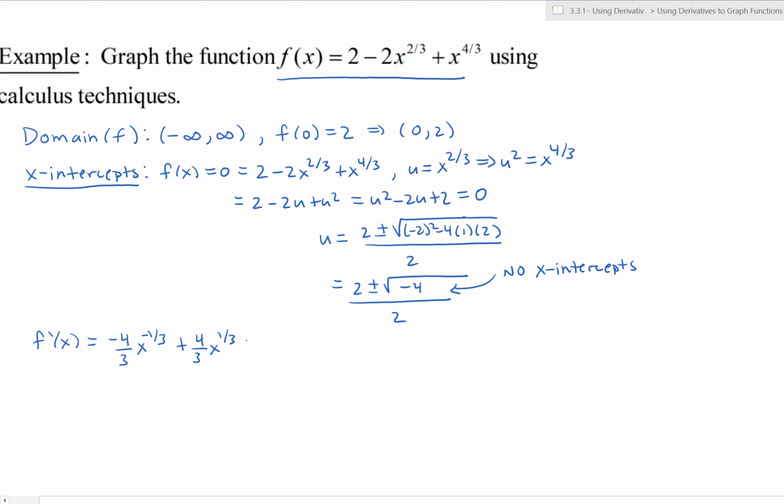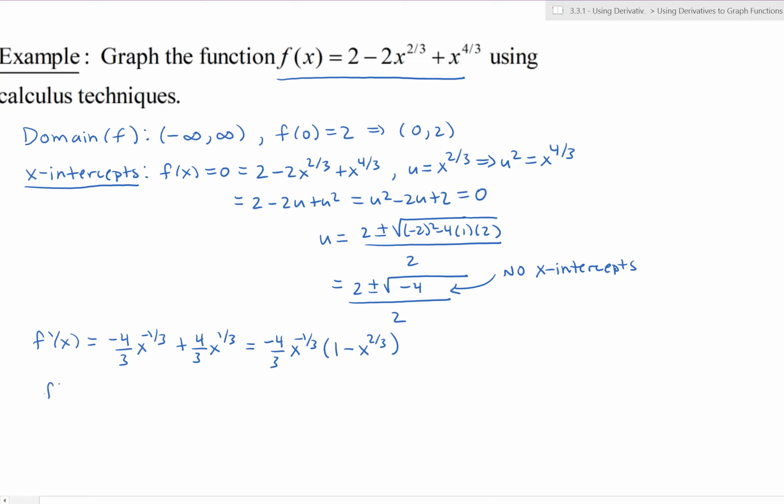So power rule, power rule. Now notice I can rewrite this. I can factor out the common factor of negative 4/3 x^(-1/3), and what I'm left with is a 1 minus x^(2/3). So why am I doing that? Well, because we'd like to also at this time find any critical numbers or critical points that there might be.